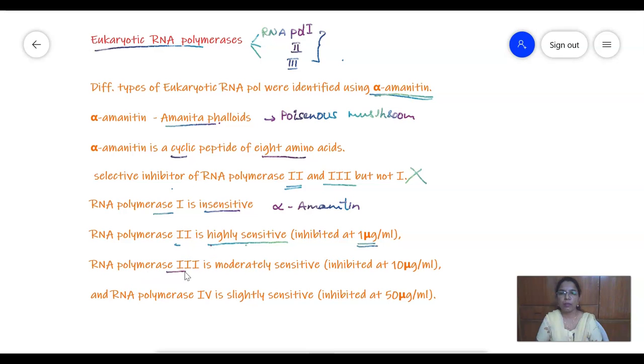Whereas RNA polymerase 3 is moderately sensitive, inhibited at a concentration of 10 micrograms per ml of alpha amanitin. RNA polymerase 4 is also slightly sensitive; it needs 50 micrograms per ml of alpha amanitin. These are the sensitivities of RNA polymerases towards alpha amanitin.